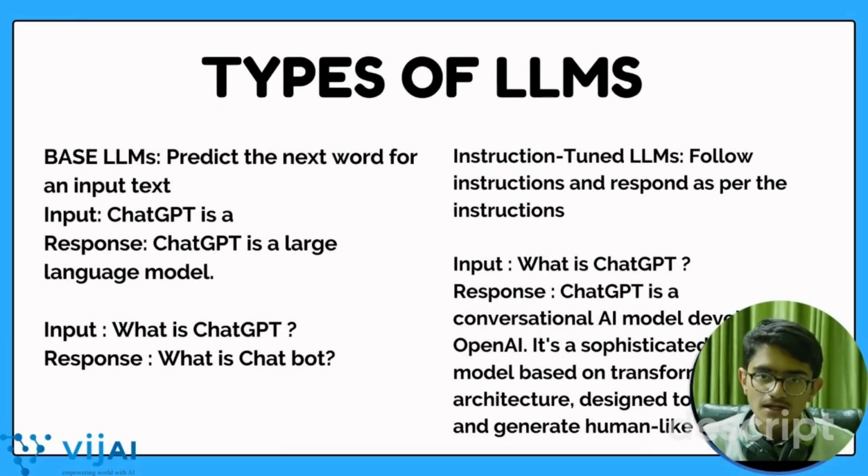Now, what are the types of large language models? Basically, we have two types: base LLMs and instruction-tuned LLMs. What do base LLMs do? They predict the next word for an input text. They will try to predict every next word. If you give it an input like "ChatGPT is a" and leave it there, it will respond with something like "ChatGPT is a large language model," or it will try to give you the full form of ChatGPT, like Chat Generative Pre-trained Transformer.